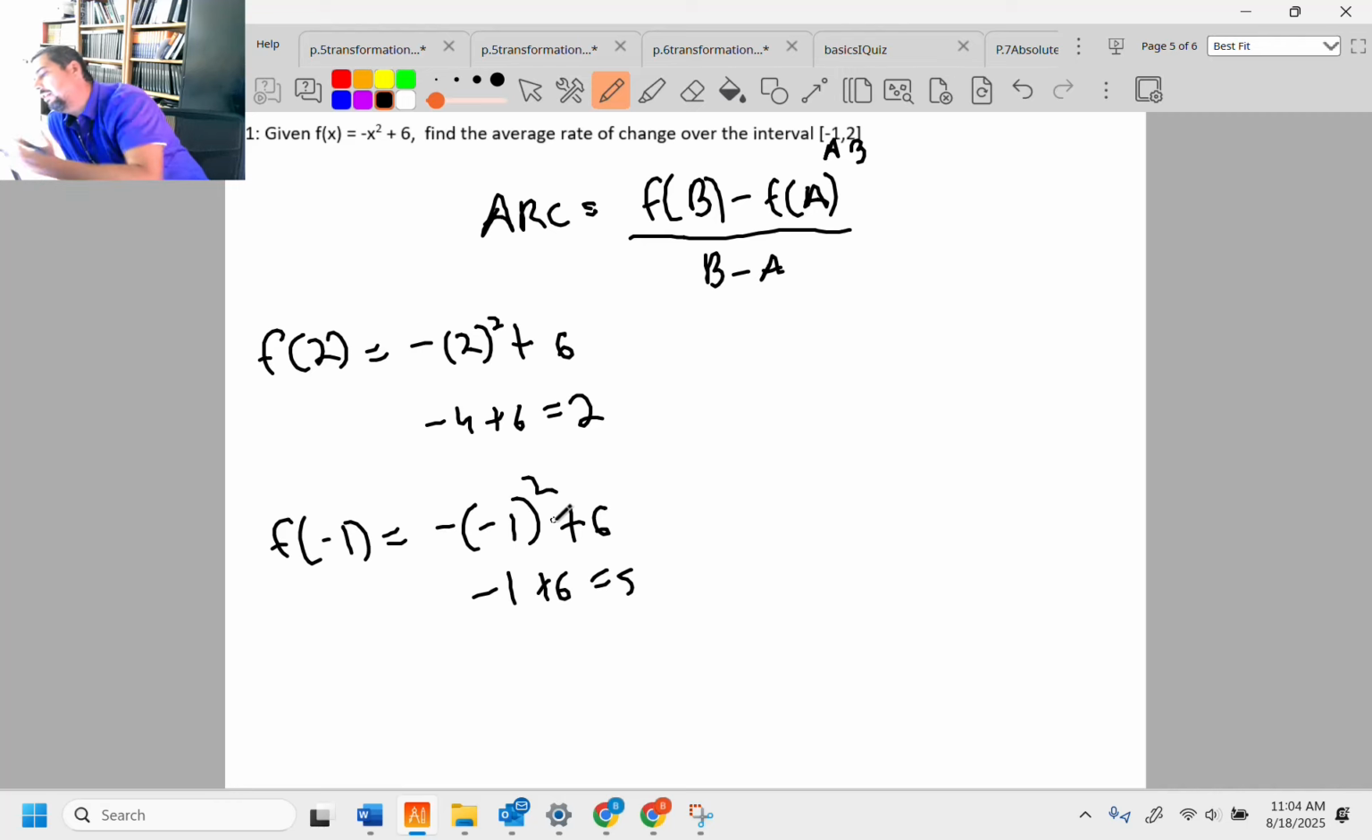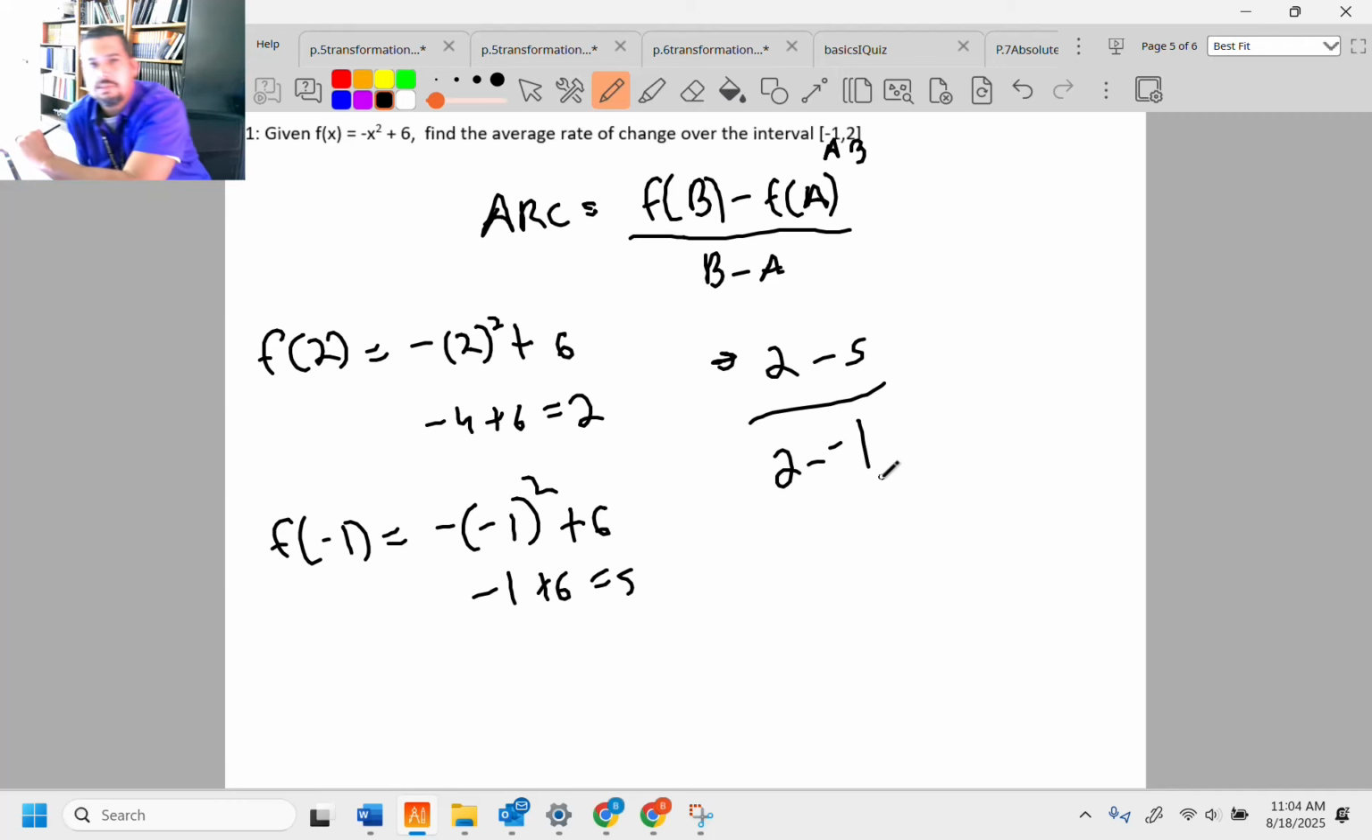Now feed the formula. I found that f of b was 2. So the formula says 2 minus, I found f of a to be 5, 5, over 2 minus a negative 1. Notice it's b minus a, 2 minus a negative 1. Pay attention that I said minus the negative. I didn't just say minus 1. There's a big difference. 2 minus 5 is negative 3. 2 minus negative 1 is 3. Negative 3 over 3 is negative 1.